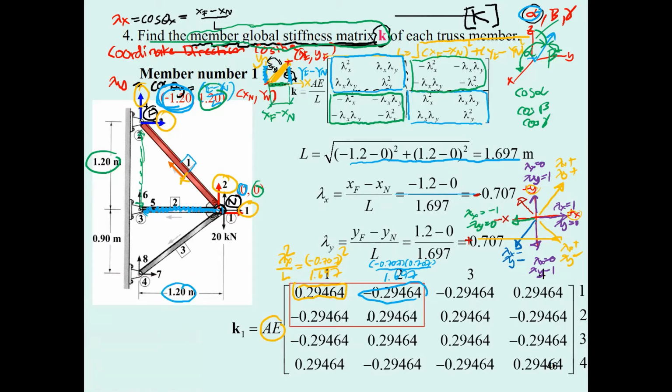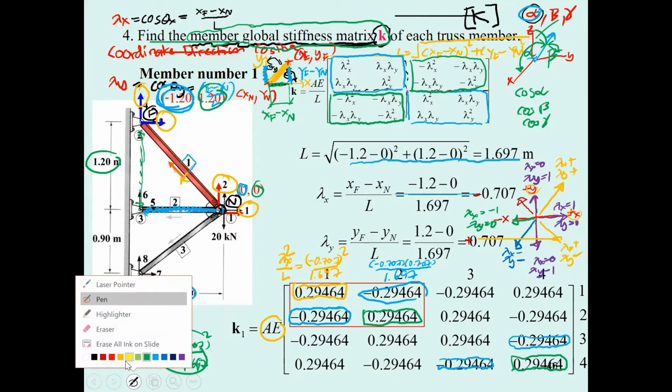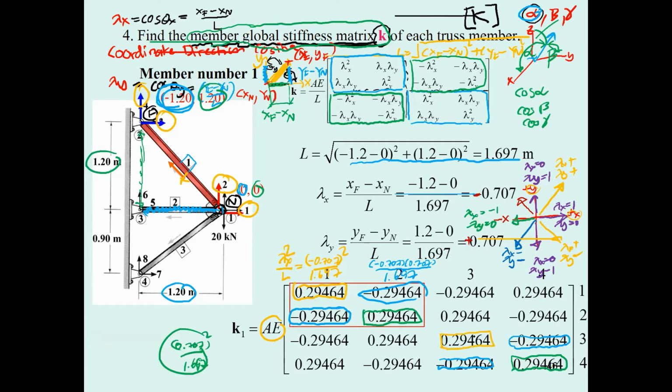And then the third one over here is going to be lambda sub y square, that is 0.707 square divided by 1.697. This is going to be the green one. Then you just copy the light blue, the yellow, and the green, and put them into this position. You get everything for this portion, and then you just revert the sign, plus to minus, minus to plus, and put it into this portion, and then copy it into this portion.